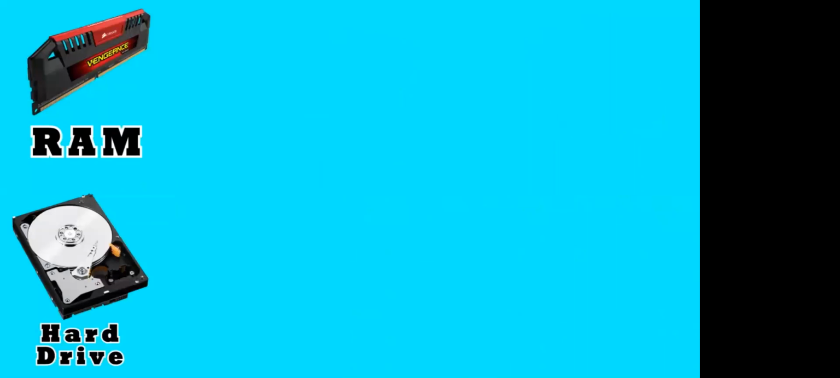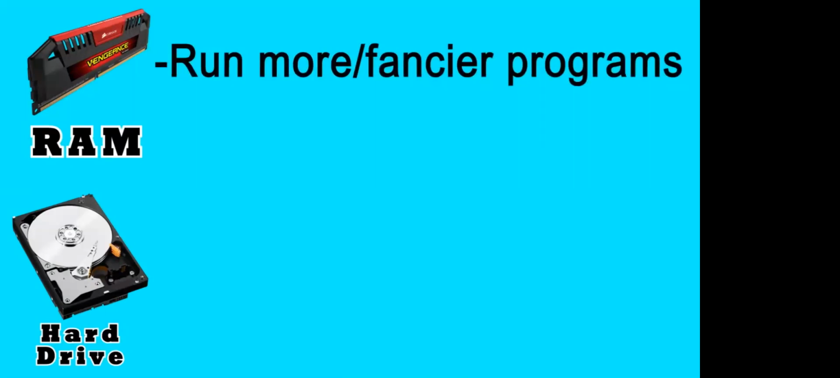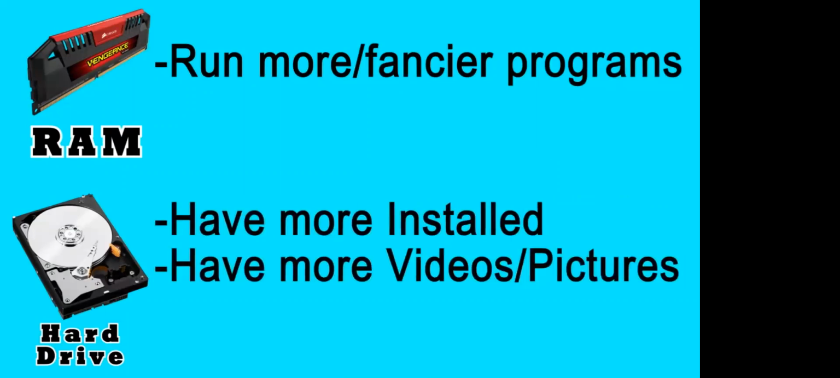From a user's perspective, just follow this rule of thumb. RAM allows you to run intensive programs, while disk space allows you to have more programs installed. It also allows you to have more of the data they're referencing, whether it be pictures, videos, or mods.